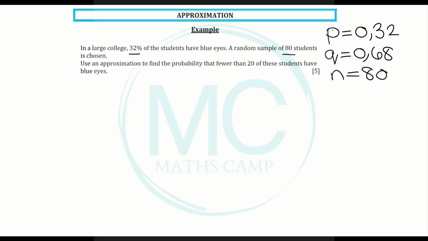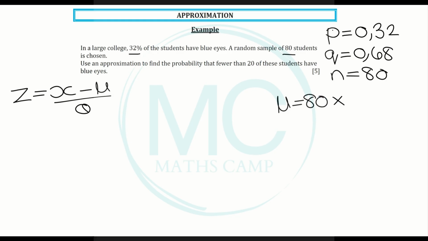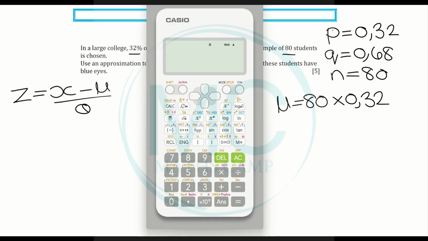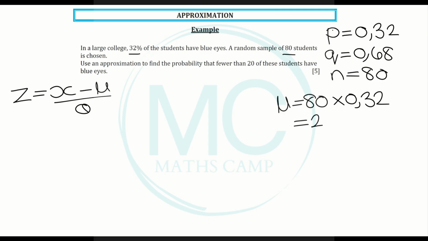Now, for normal distribution, we're going to say Z is equal to X minus mu over standard deviation. To find mu, we multiply N and P. So I can say that mu is going to be equal to 80 multiplied by 0,32. Take my calculator. 80 multiplied by 0,32 is equal to 25,6. Now I can find the standard deviation sigma.